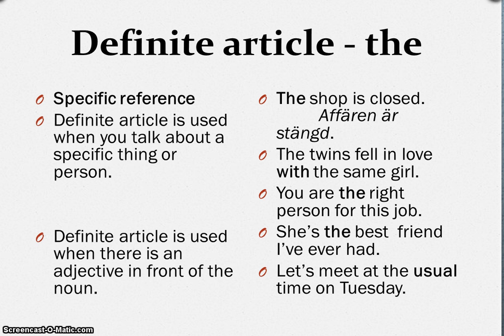The definite article the is used when you talk about a specific reference, a specific thing or a specific person. For example, the shop is closed, or the twins fell in love with the same girl. The definite article is also used when there's an adjective in front of the noun. For example, she's the best friend I've ever had.